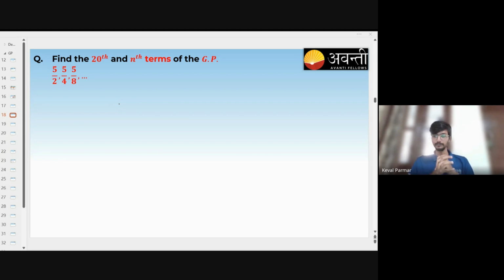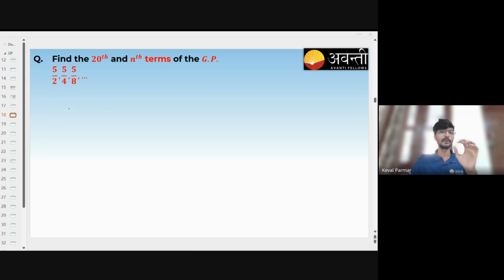Got it? So first, let us see. Find the 20th and nth terms of the GP. This is a GP, as everyone can see. Let me tell you, I hope you have done your formula revising and all. You are on vacation, today is the first day of Diwali, even then I hope you are doing your work. Got it? So let's start.